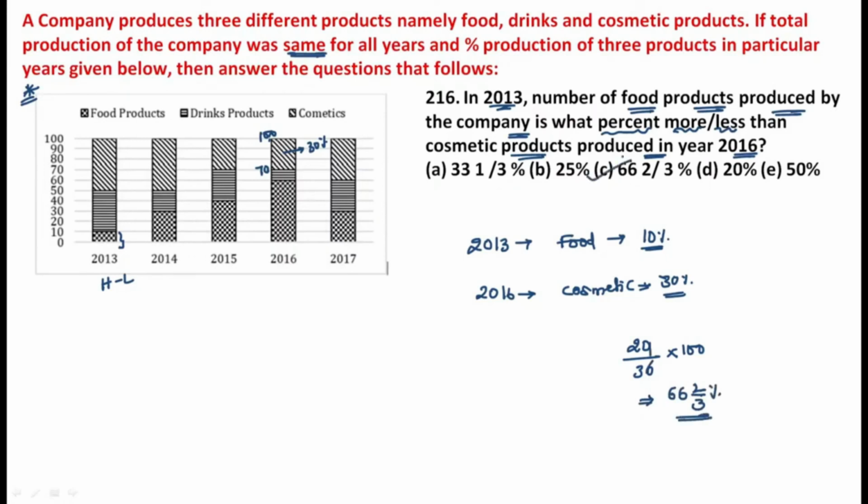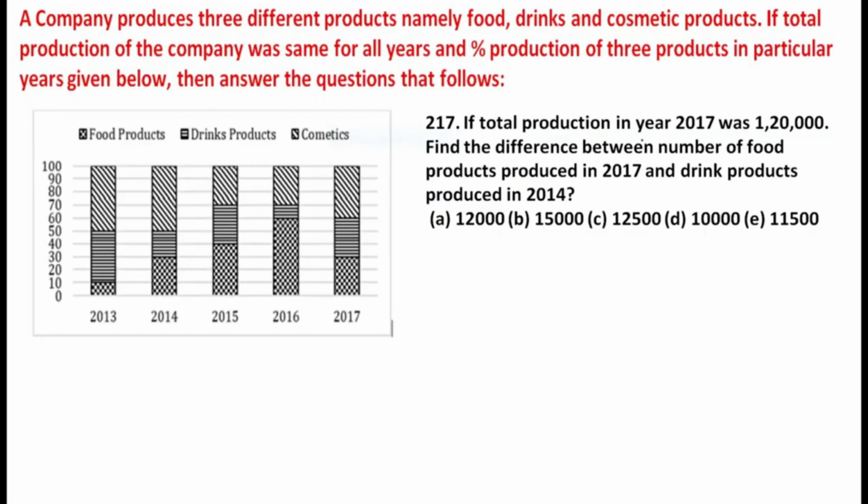Now, C is the suitable option. You have to understand the given DA first of all. If you understand, then you will go to the questions. Now see the question. If total production in 2017 was 1,20,000, it means the production of every year is the same. That is the information already given. Remember, the production is constant for all these years.